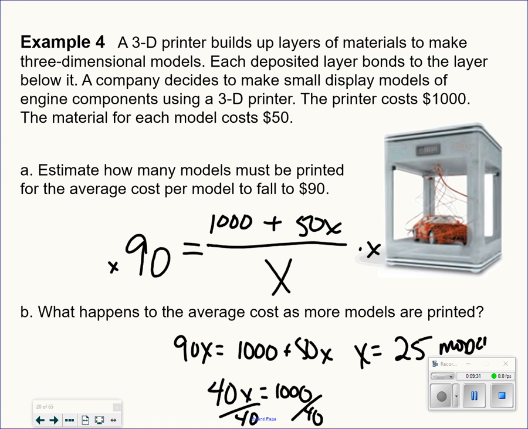Now, with that being said, what would happen to the average cost the more models you make? So the more, let's say I made 50 models, or 60 models, or 100 models, the average cost then would go down because we are dividing the cost of the printer and the cost of the materials up amongst more models. So what would happen to the average cost the more models you make? The cost would go down.